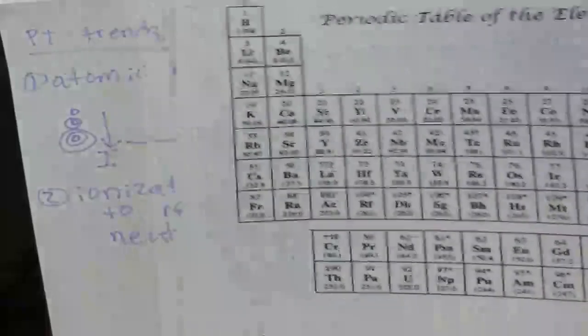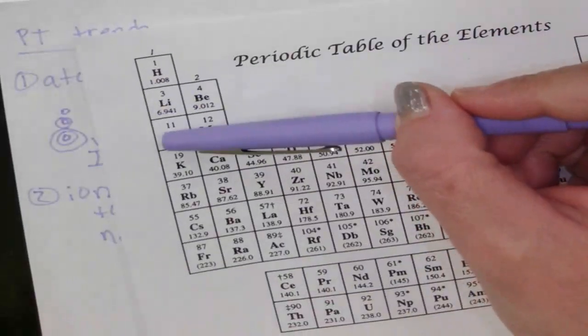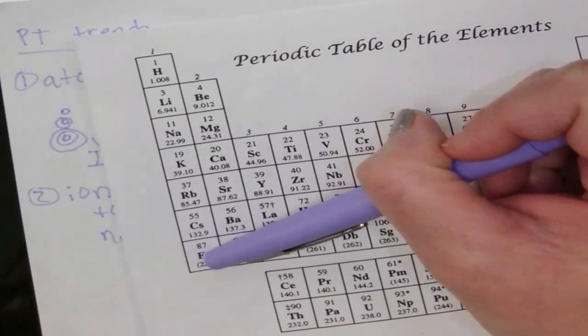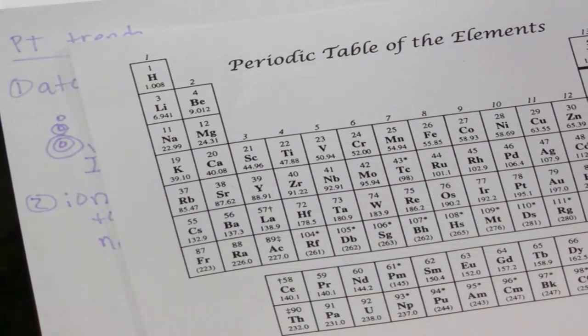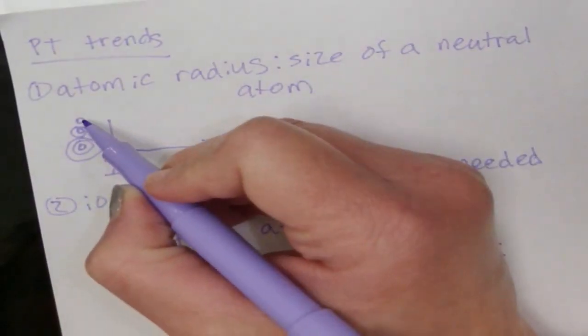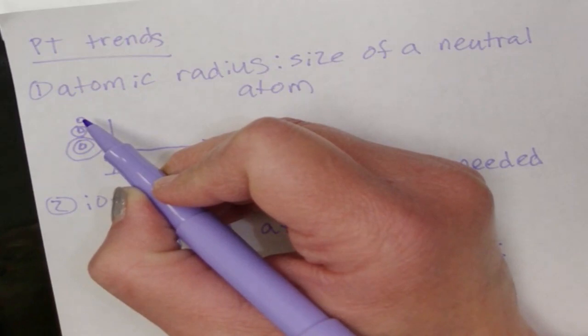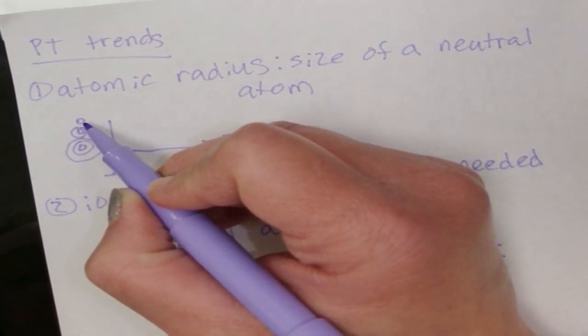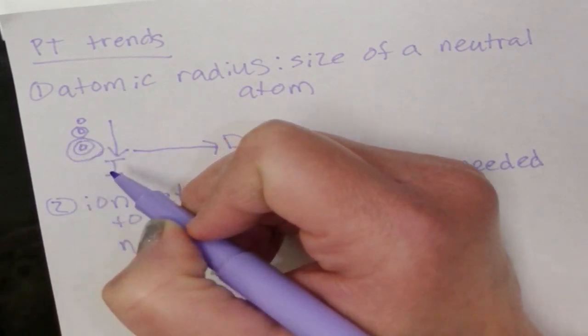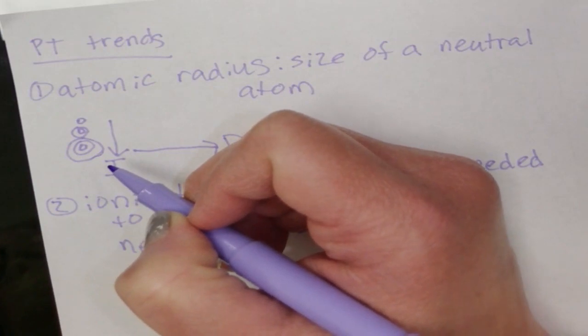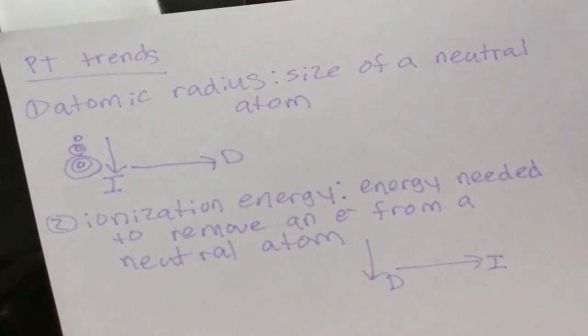Why? As I go down, what am I adding? Energy levels. The more energy levels, the further from the nucleus, the positively charged protons, these electrons are. So in our energy level 1, those outermost electrons are very close to the nucleus, and they are further away on energy level 3. The further away those negatively charged electrons are from the positively charged protons, the less attraction, like a magnet.